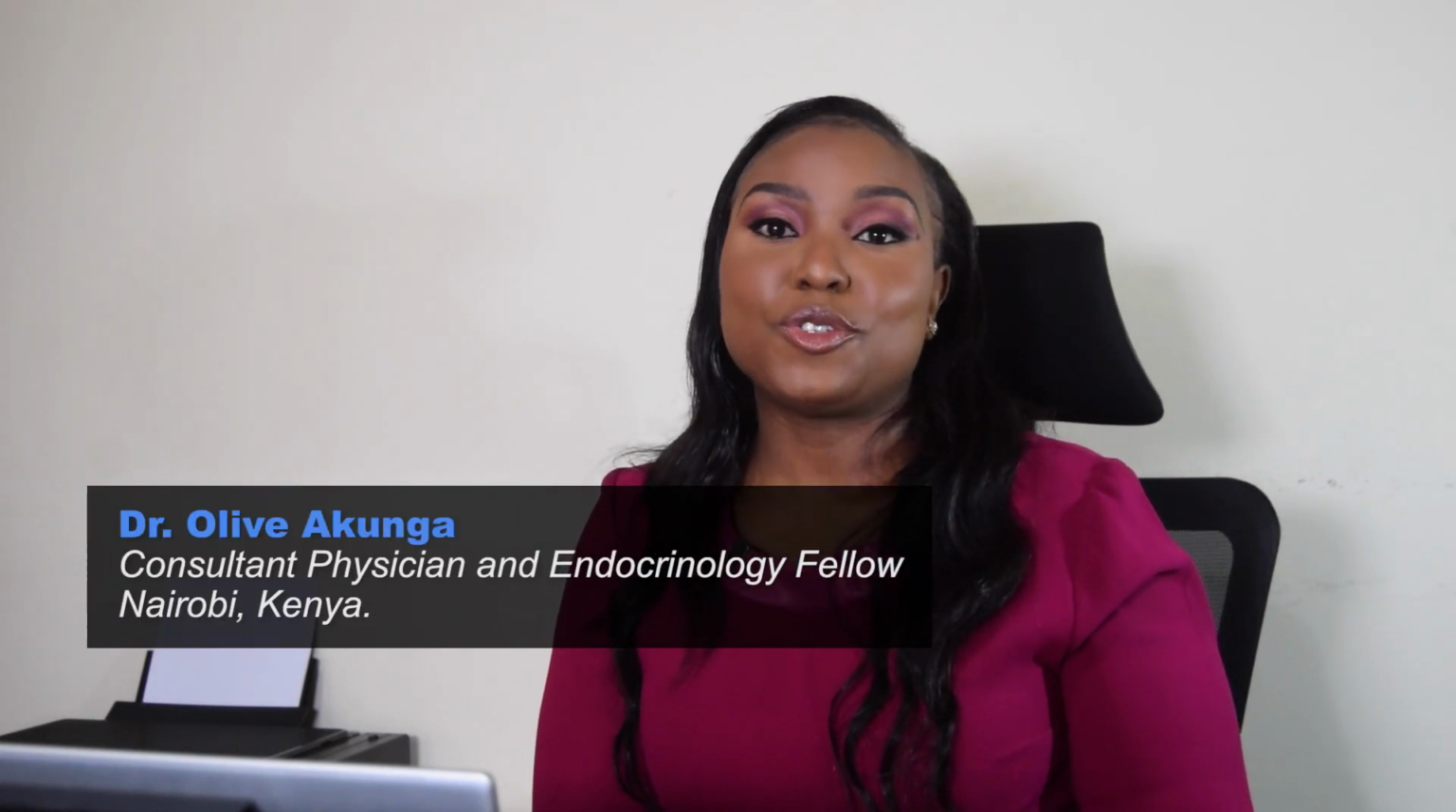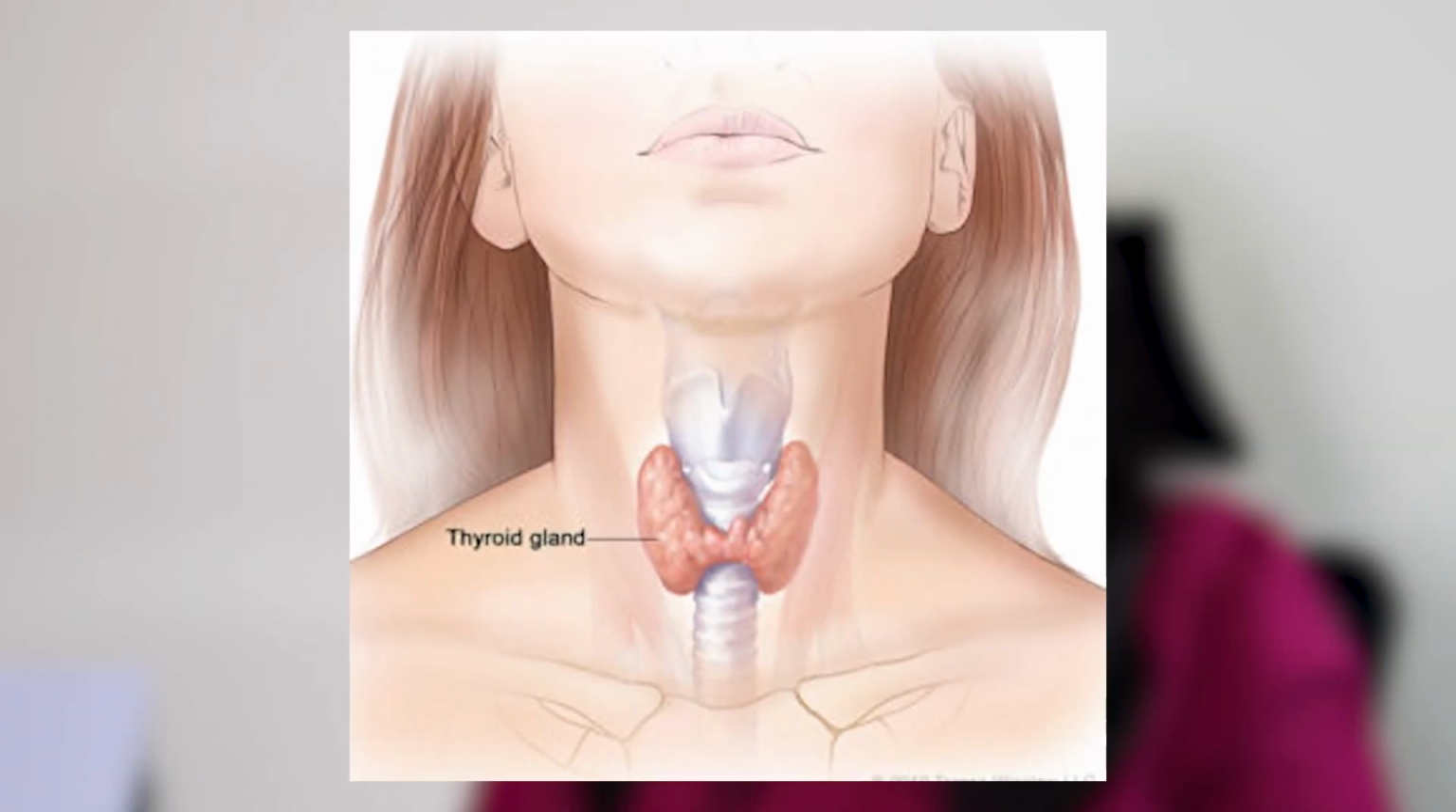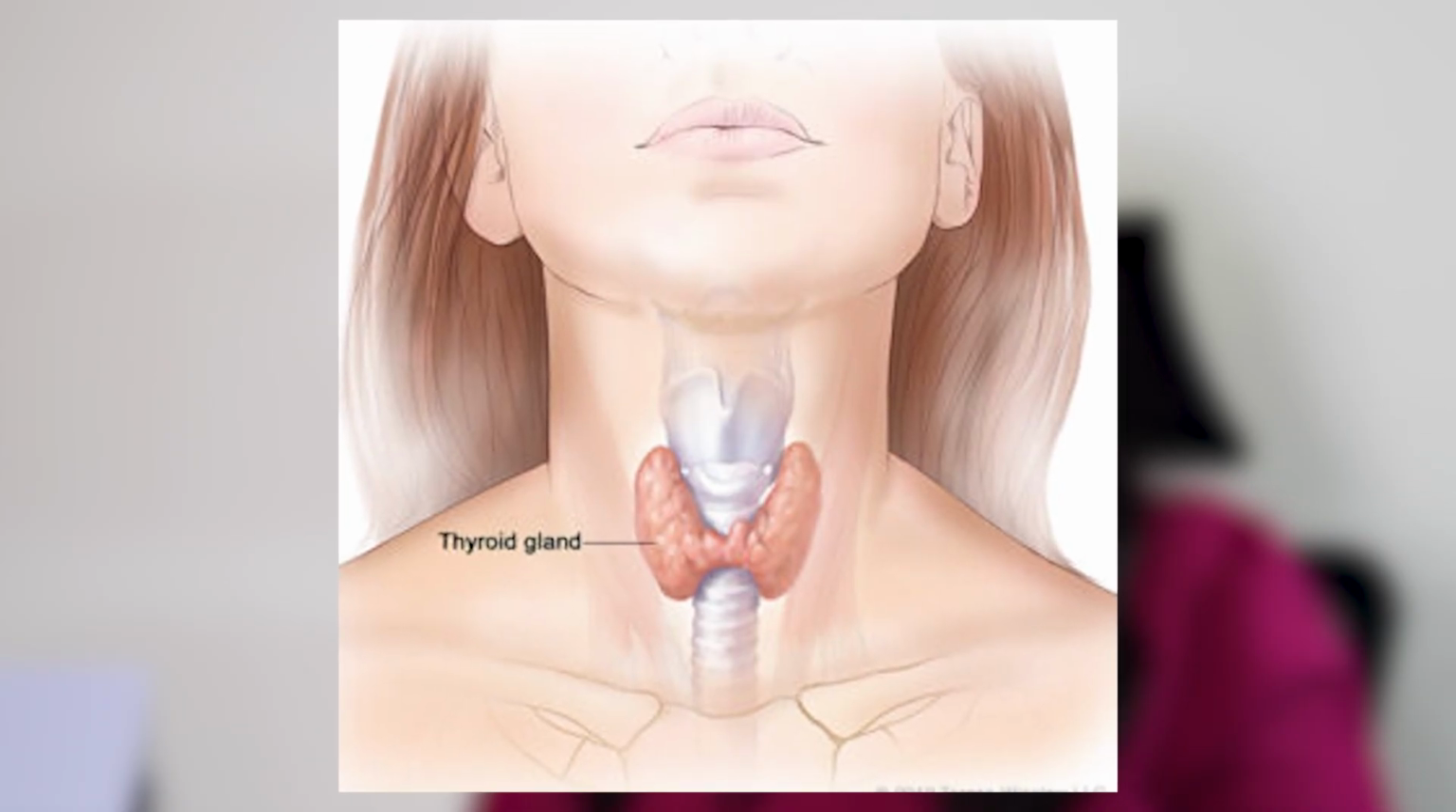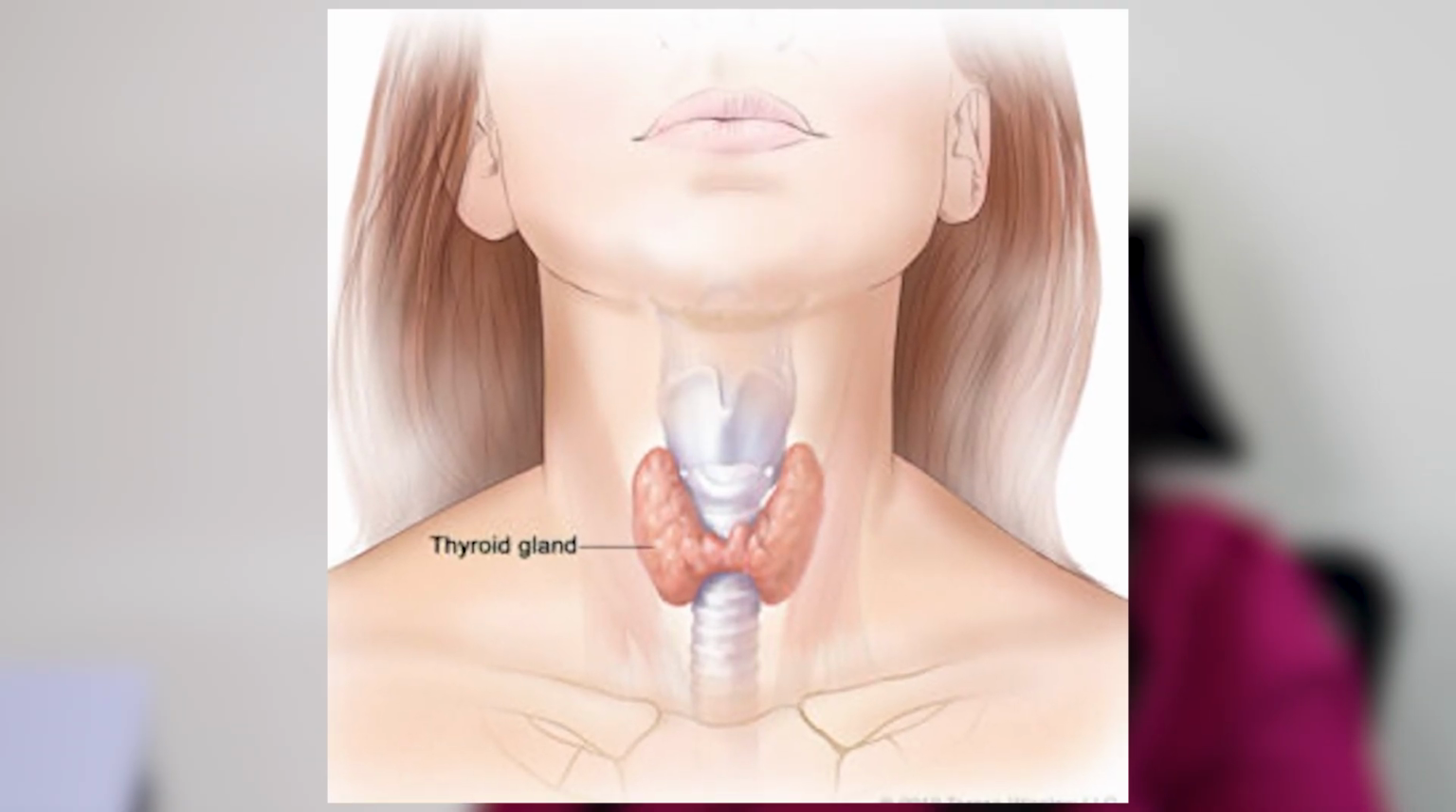Oliver Kunga, and today I'll be taking you through one of the commonest types of endocrine cancer, and that is the cancer of the thyroid gland. The thyroid gland is a butterfly-shaped organ found at the base of the neck, and it's actually one of the most active endocrine organs that is involved in many bodily functions, including mentation, including metabolism, among others.